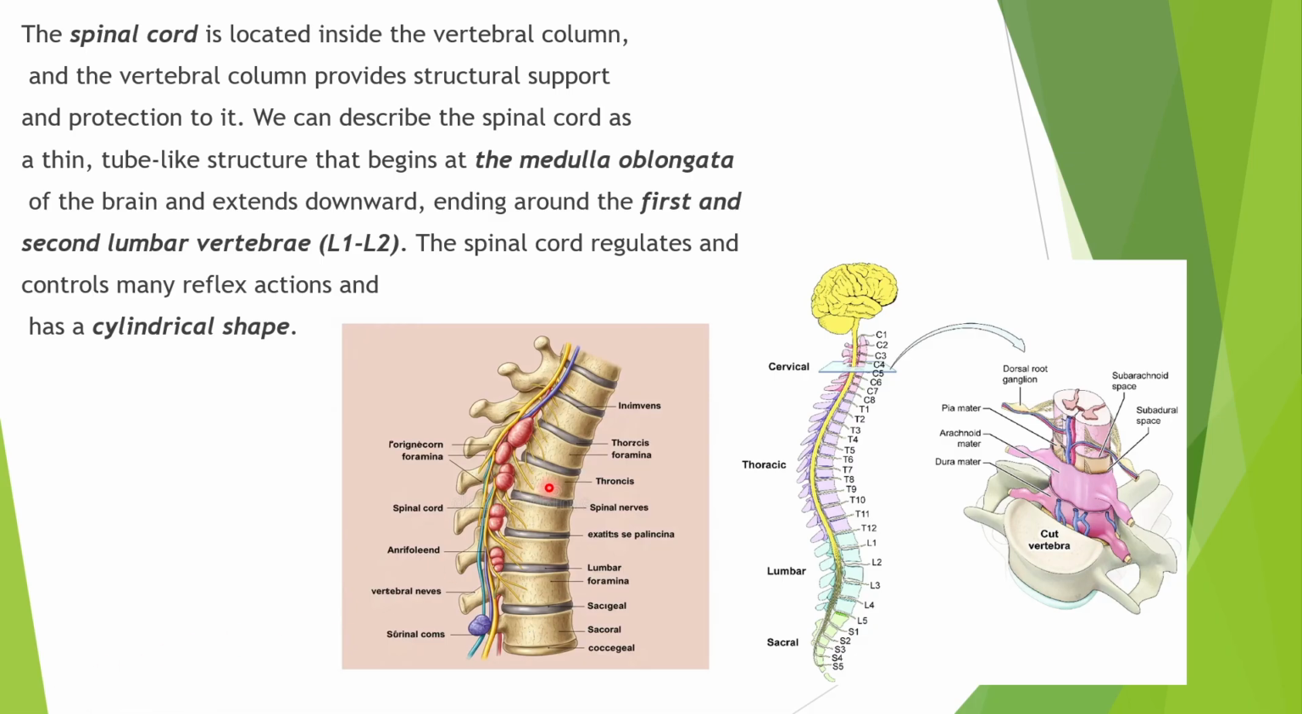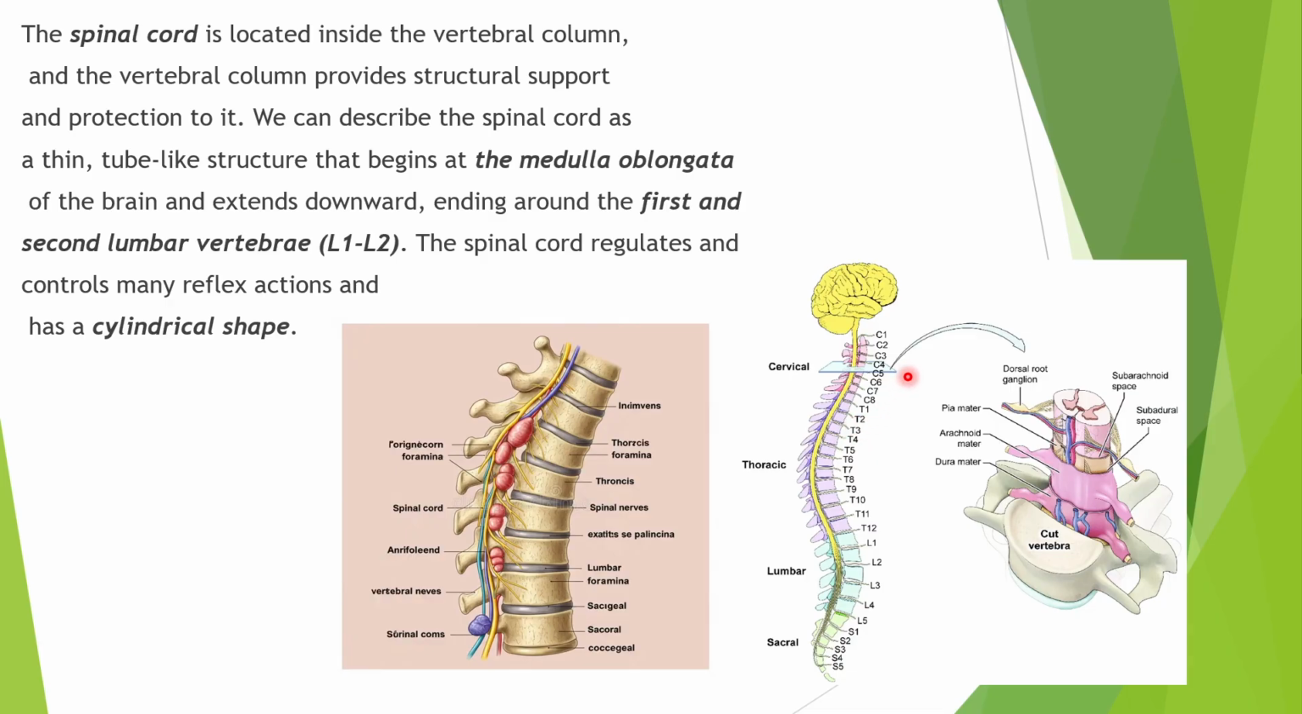So the spinal cord, as we see, is located inside the vertebral column. This is the spinal cord, and these at the side are the vertebrae. The vertebral column has a hollow space, and in that hollow space the spinal cord runs. The vertebral column provides structural support and protects the spinal cord.